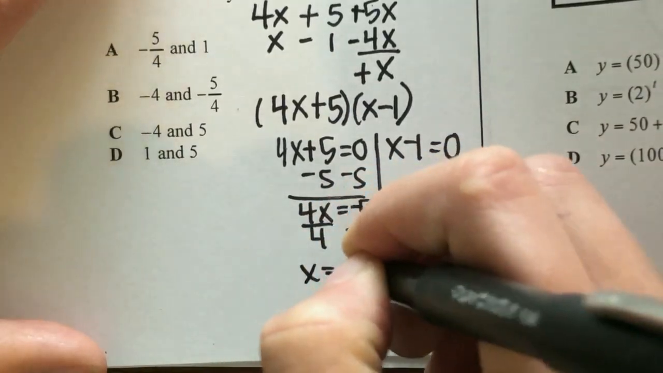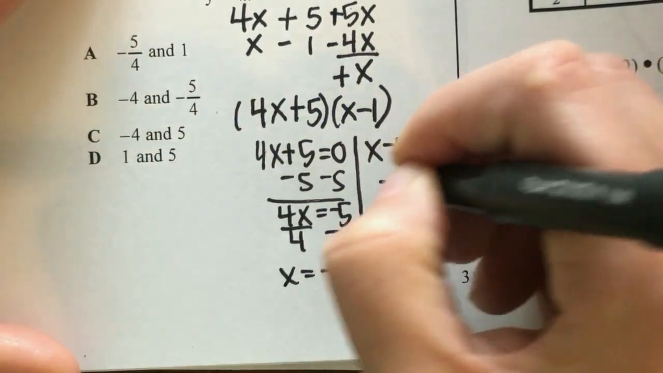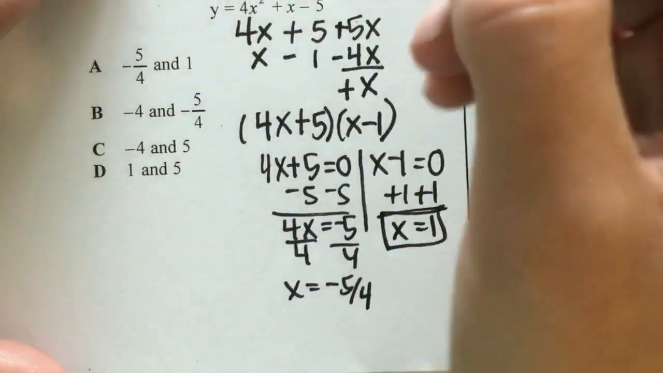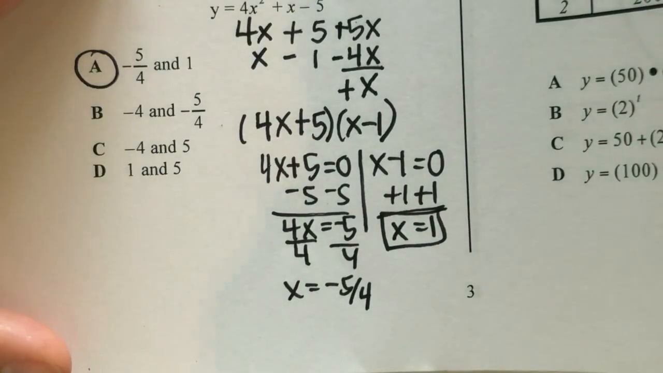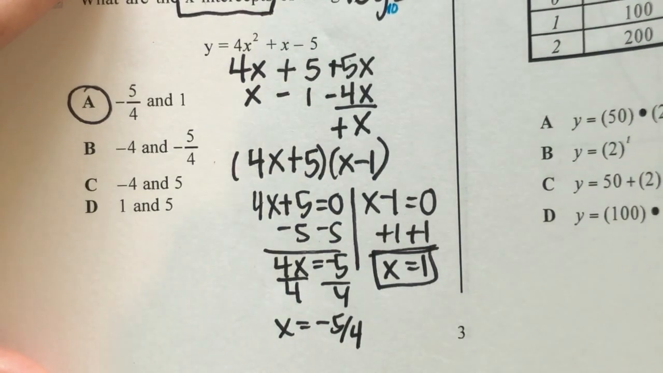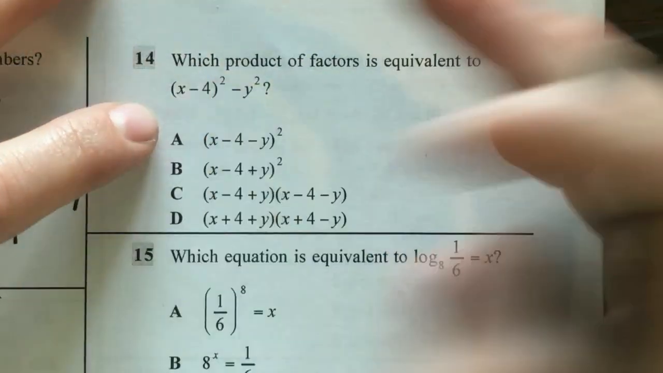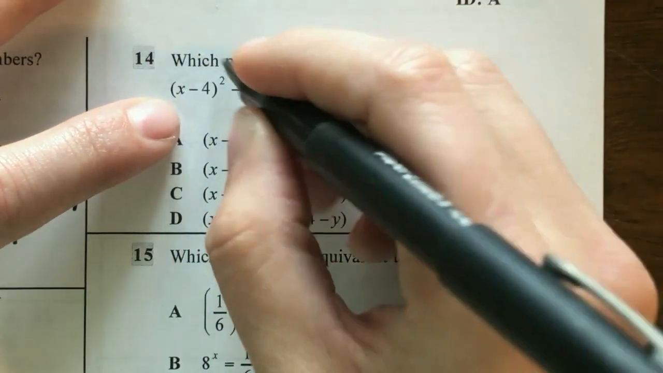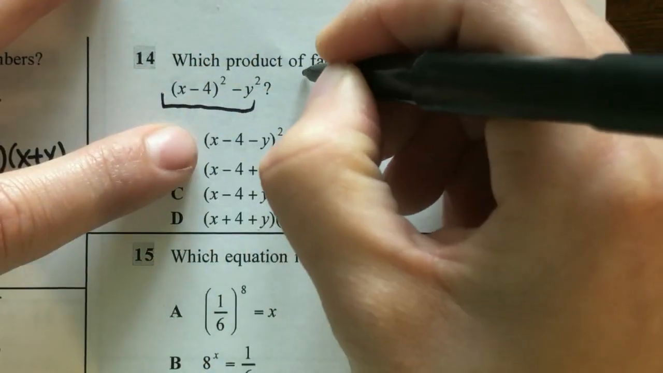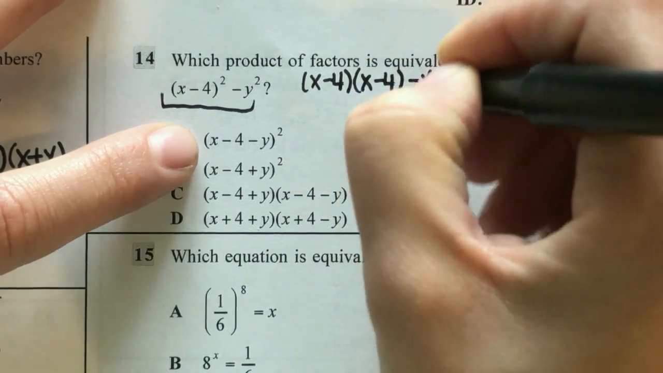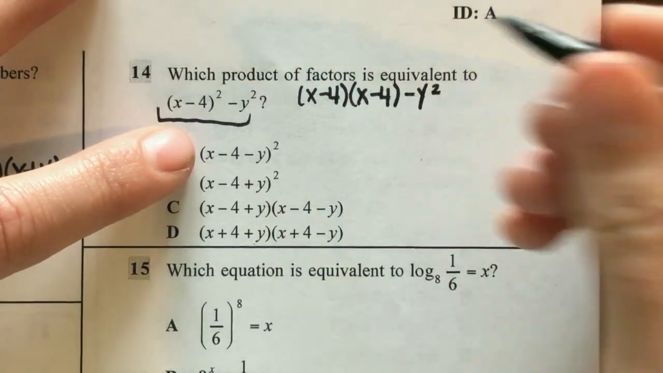So x is equal to negative 5/4 and x is equal to positive 1. Our answer is A. Number 14, we're looking for the product of factors that's equivalent to this. So I'm going to start by simplifying this. That's going to be x minus 4 times x minus 4. That's what x minus 4 squared gives us.